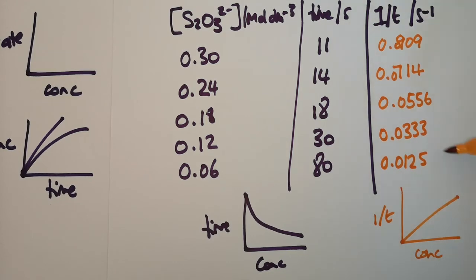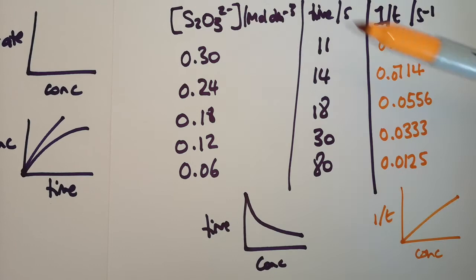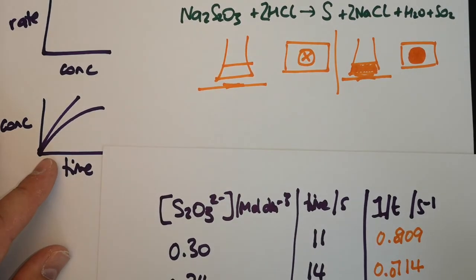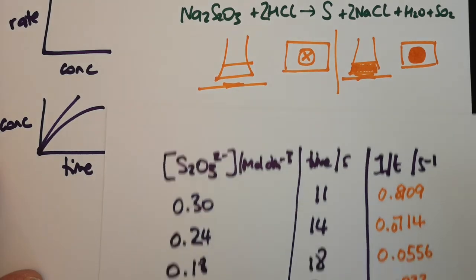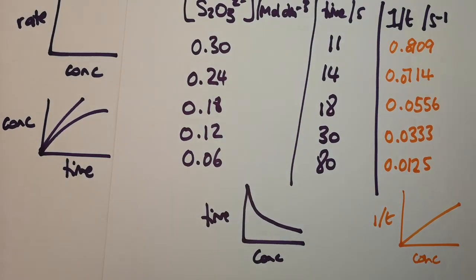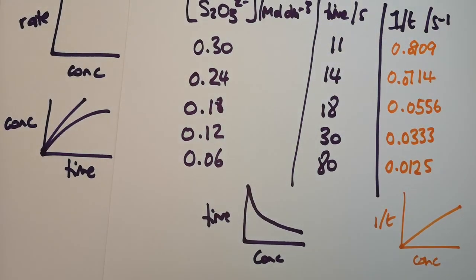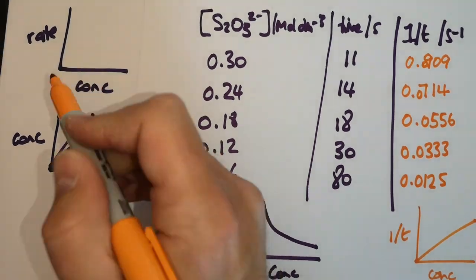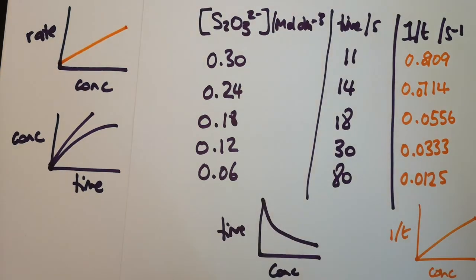Now we do have to say this is only the situation in this case because this happens to be a first order reagent. But you should be able to see how, by using initial rates methods like the disappearing cross and then calculating 1 over t for different concentrations, we can get a graph of 1 over t against concentration, which is proportional to rate over concentration. So what we'd have is a straight line there.